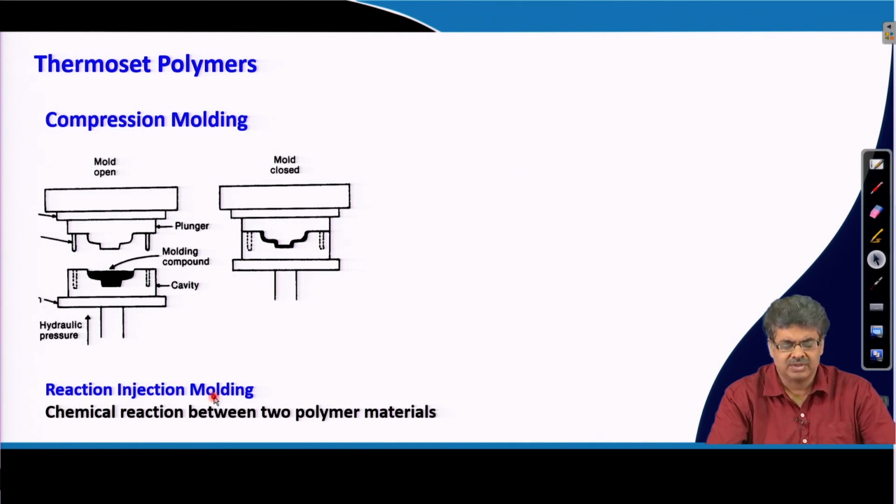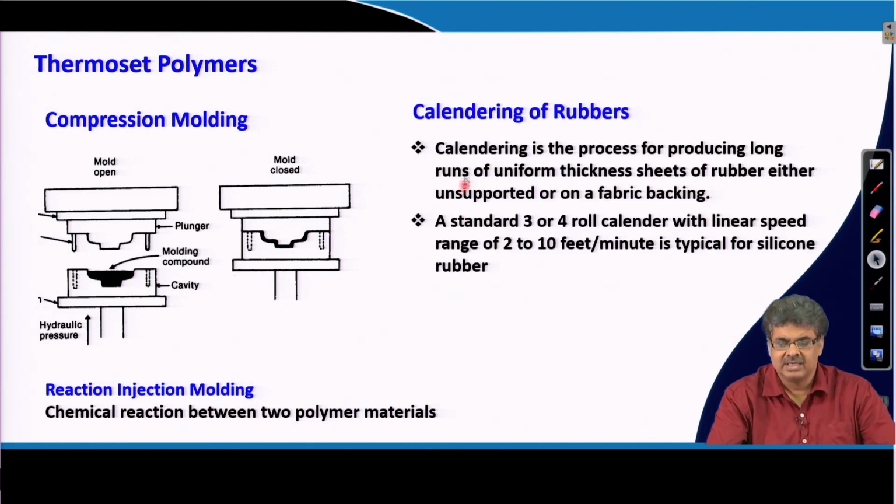Another process we can use is reaction injection molding. This is used for a chemical reaction between two polymer materials. Rubbers are generally processed by a step called calendering. This is a process for producing long runs of uniform thickness sheets of rubber, either unsupported or on a fabric backing. A standard 3 or 4 roll calender with a linear speed range of 2 to 10 feet per minute is typically used for silicone rubber.